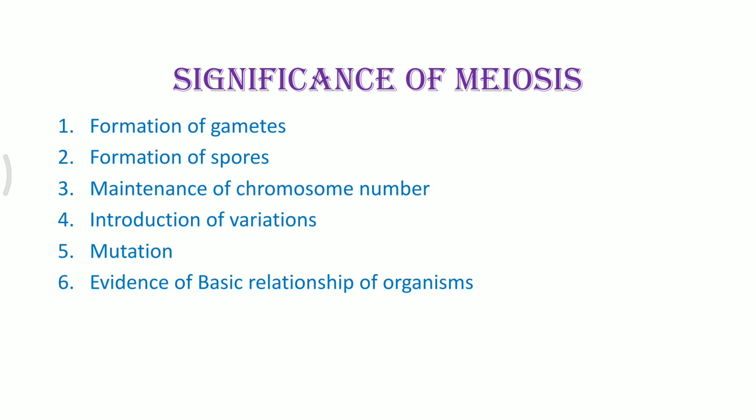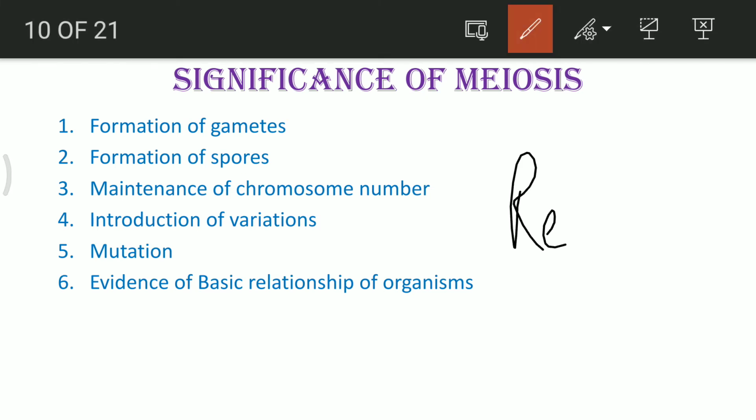Now, since I am discussing the various important points of the process of meiosis, it is important that we understand that meiosis is only taking place in the reproductive cells. Any kind of reproductive cell is the only one which is showing the process of meiosis. This is something which has to be kept in mind.